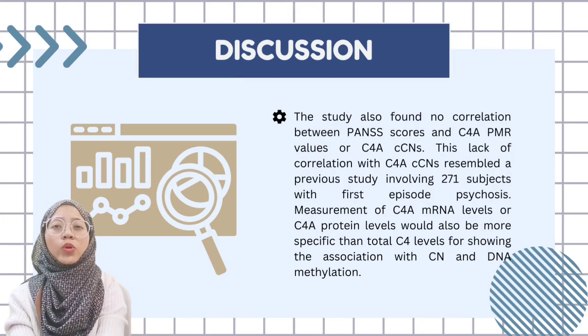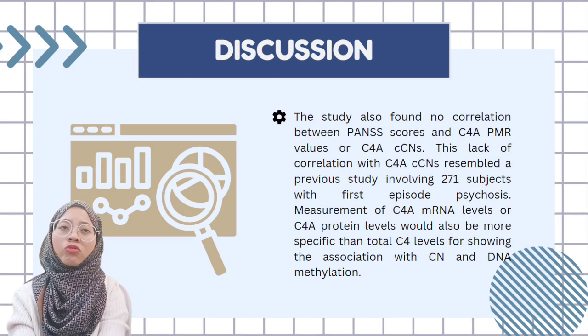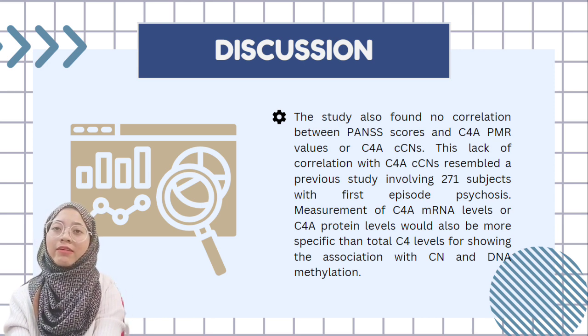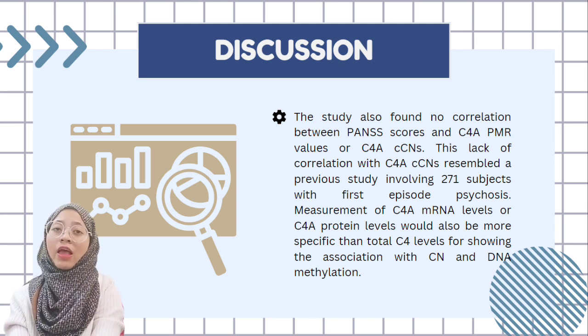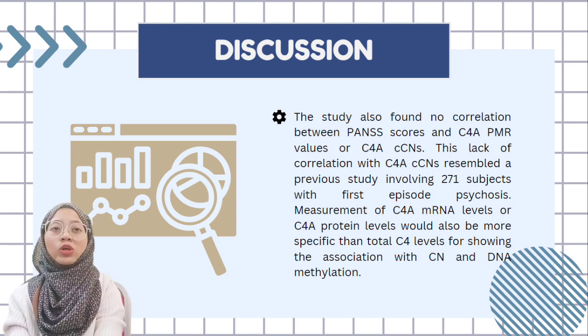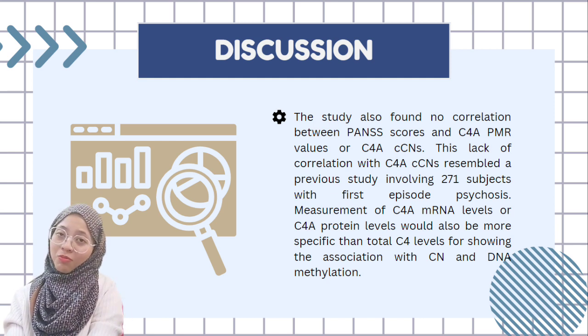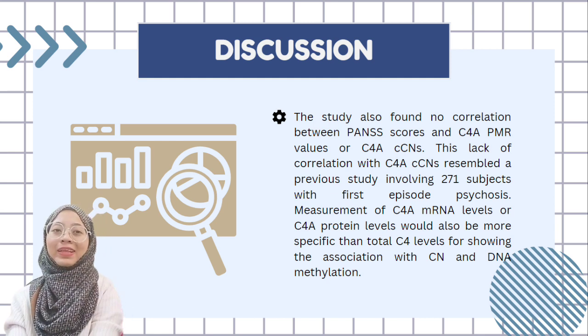The study also found no correlation between PANSS scores and C4A PMR values or C4A CCN. This lack of correlation with C4A CCN resembled a previous study involving 271 subjects with first episode psychosis. Measurement of C4A mRNA levels or C4A protein levels will also be more specific than total C4 levels for showing the association with CN and DNA methylation.